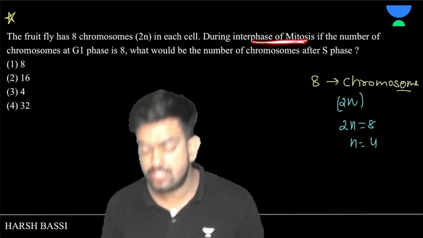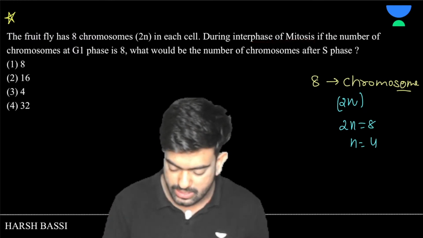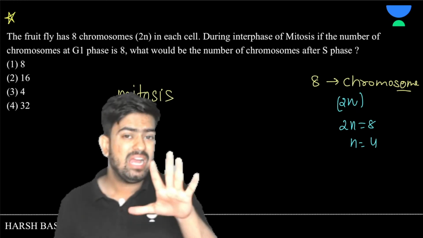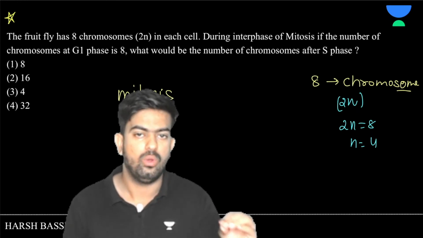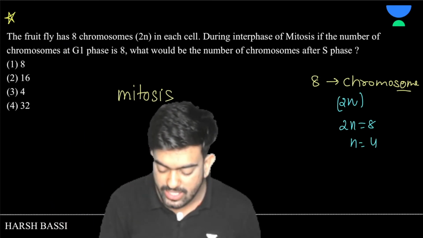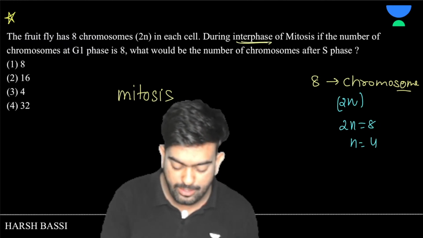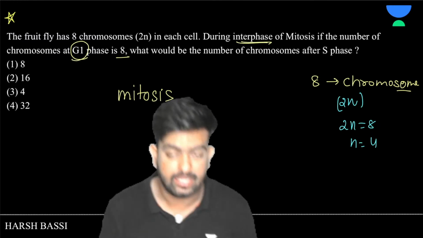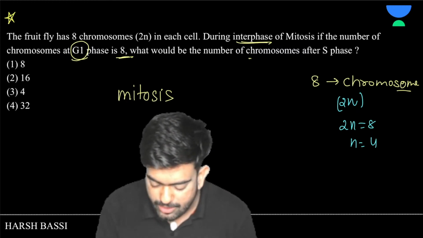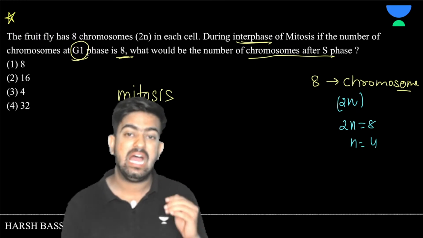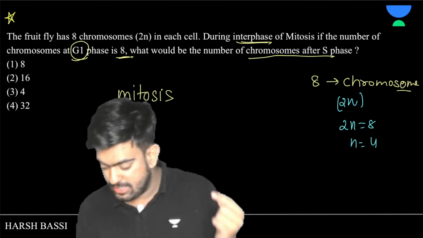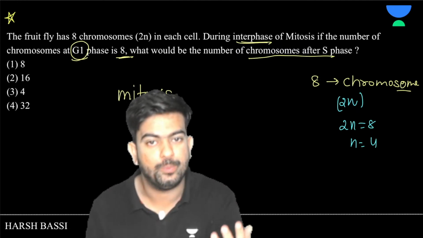During the interphase of mitosis, they are talking about mitosis. That means, are they talking about gamete formation? No. That means we don't have to go into the meiosis stuff, right? Just the mitosis. So, during the interphase of mitosis, if the number of chromosomes at G1 phase is 8, remember, they are talking about the number of chromosomes. What will be the number of chromosomes after S phase? So, the answer will be what? Will it be 8? Will it be 16? Will it be 4? Will it be 32?